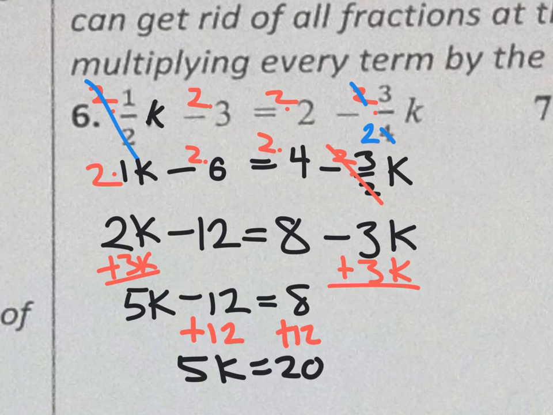And I've run out of space, but what's my last step? Divide by 5 on both sides, and I get k equals what? 4. K equals 4. There you go. Final answer.